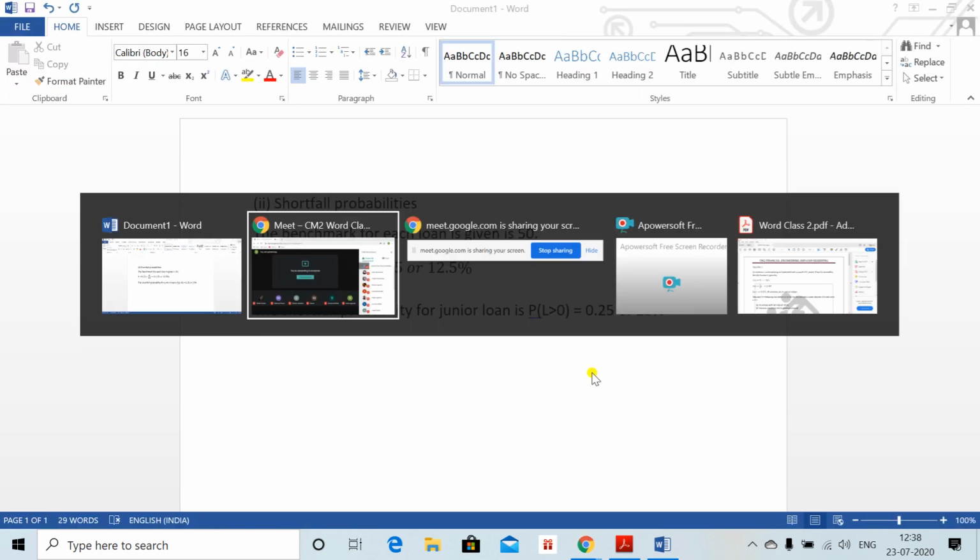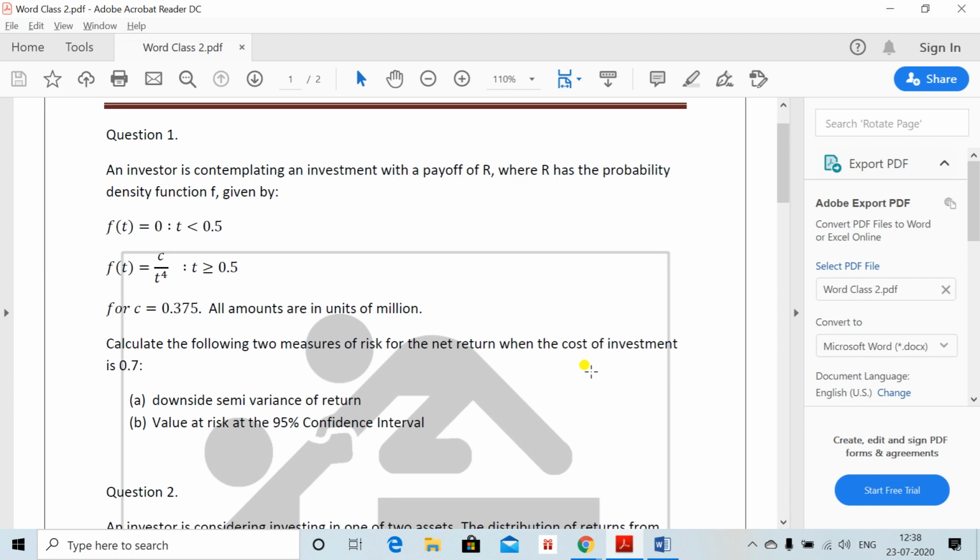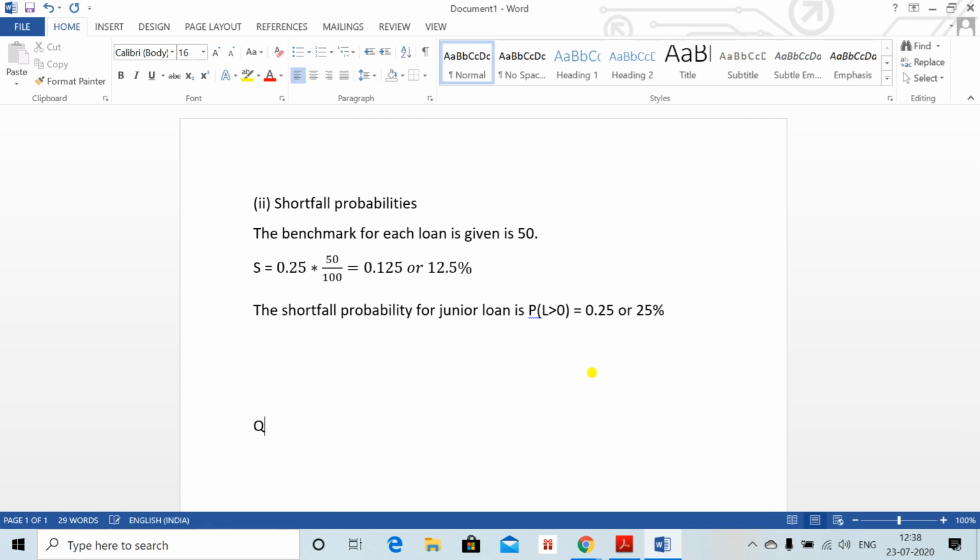Anyways, moving on to the next question for today. Question 1. An investor is contemplating an investment with a payoff of R, where R has the probability density function f(t) equal to 0 if t is less than 0.5 and f(t) equal to C divided by t to the power 4 if t is greater than or equal to 0.5, for C equal to 0.375. You need to calculate the following two measures of risk for the net rate of return when the cost of investment is 0.7: the downside semi-variance of return and the value at risk at 95% confidence interval. So we'll start with question 1, part 1.